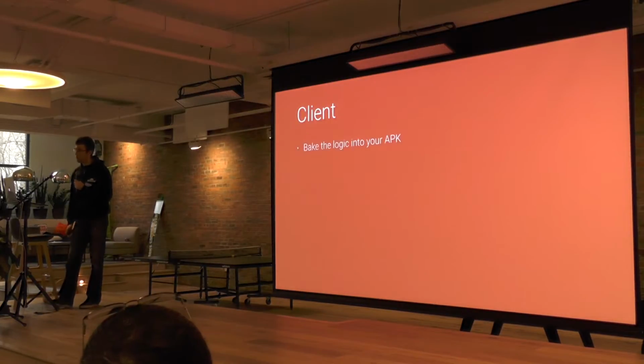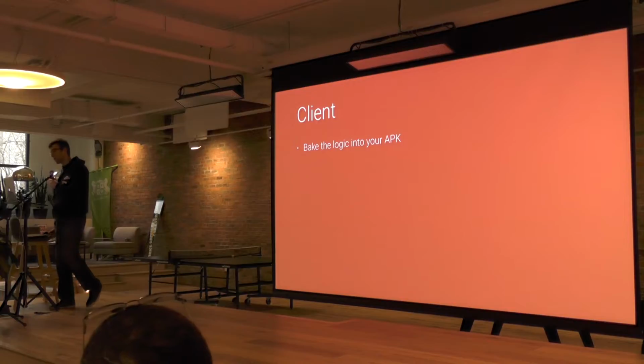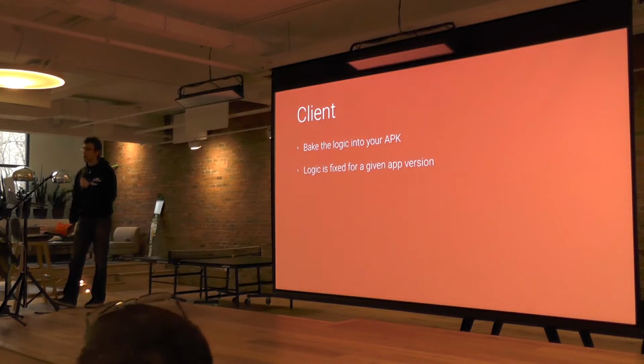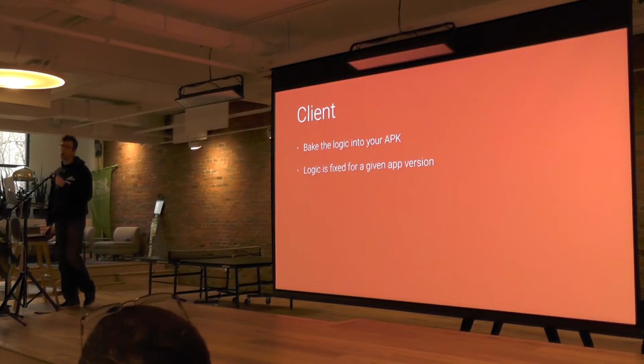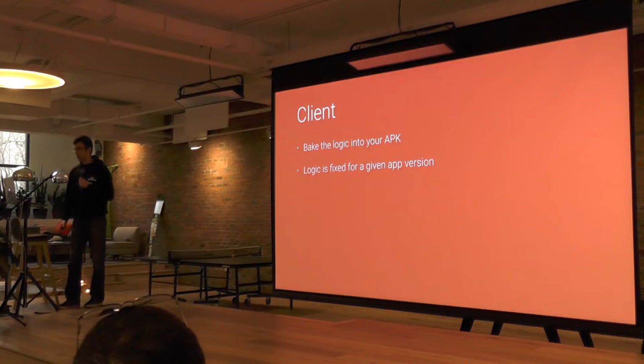So when the business logic is in the client, you bake the logic into your APK. And the logic is fixed for a given app version. So in the example of username validation, the length check of 4 to 20 characters, that would be hard-coded into your app.